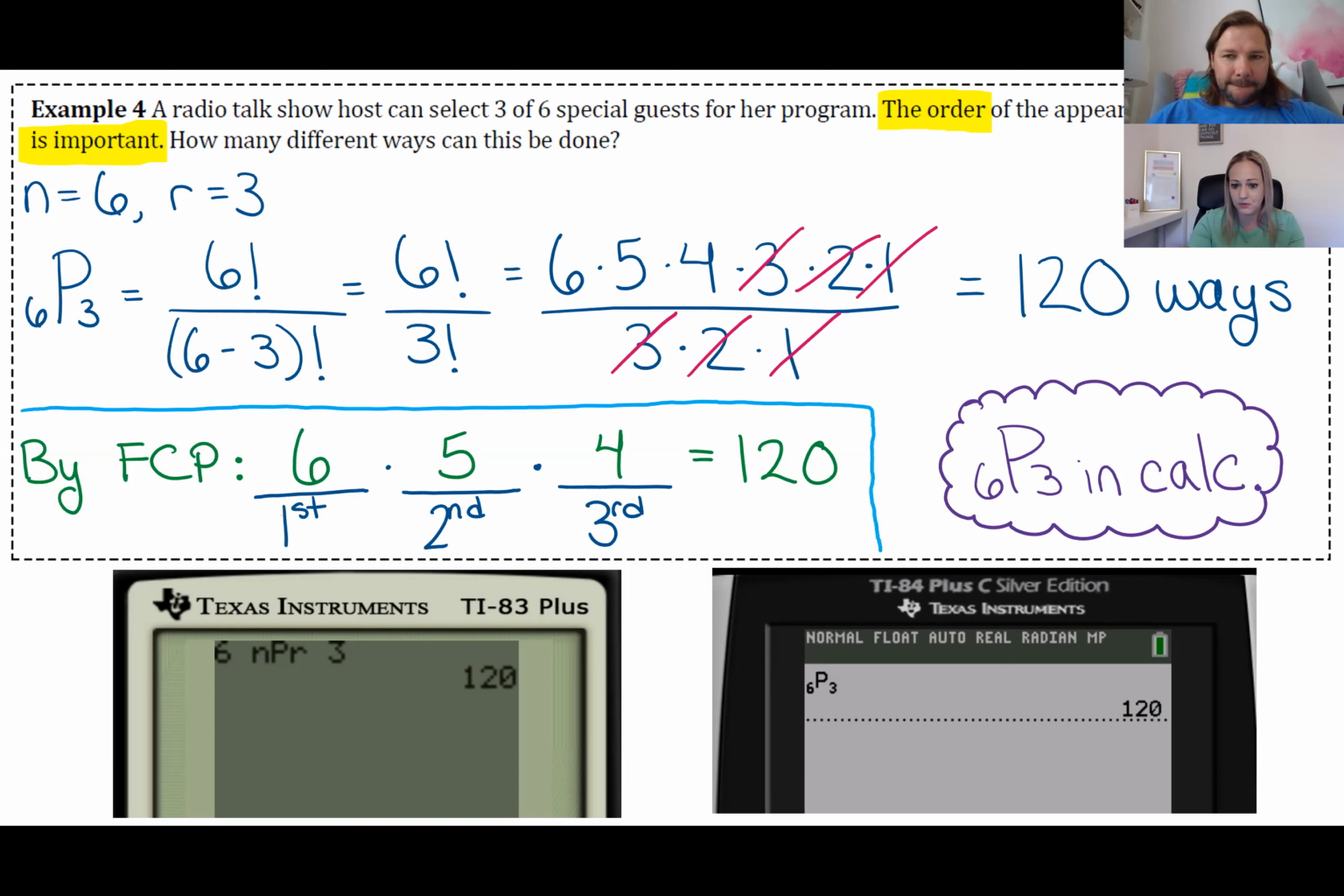Then you'll get 120. If you're using the 84 calculator or the one on your computer, you can go straight to math, go over to probability, select the nPr, and then it's going to give you little empty boxes for the n and the r, and you're just going to fill those in. So 83s, you have to type the n first. 84s, you can just go get that nPr function and then fill it in.